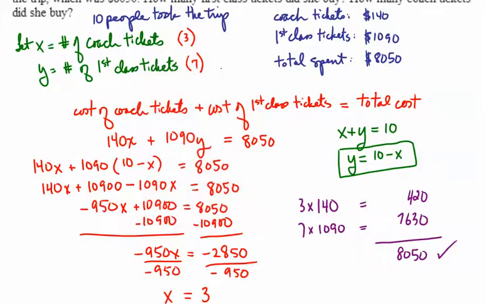All right, so to recap here, what we did was we have two things happening here. We have the cost of the coach tickets, and we have the cost of the first class tickets. We want to add those two together, but different numbers of people took coach and took first class. And when we find the total value of the tickets, we add them together and set them equal to $8,050, which was the total amount spent.